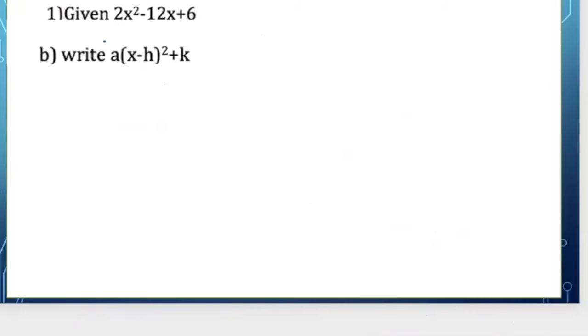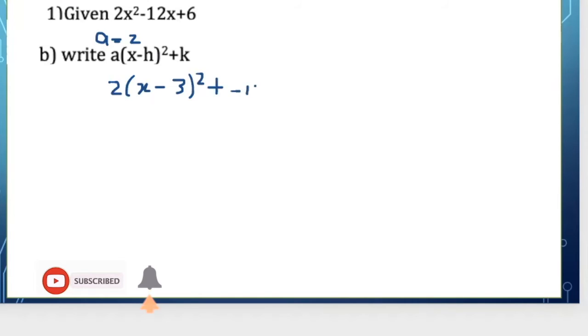For the next part, I will be writing it in vertex form. So writing it in vertex form, I am going to substitute A, which is 2. H is found on the previous activity where H is 3. So I have minus 3 all square. And remember, I found K. K is minus 12. So the plus sign that I have here will be changed to a minus sign. So here we have the following in vertex form.